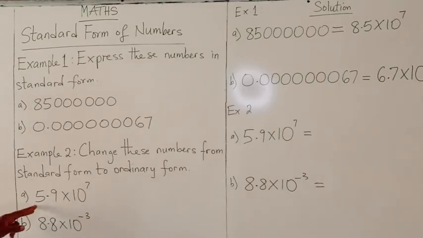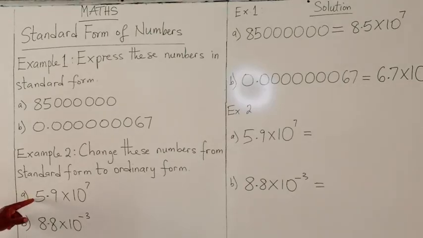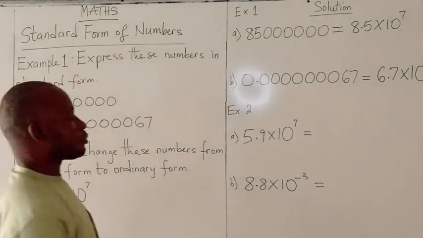The first problem is 5.9 times 10 raised to the power 7. Did you see any negative sign here? No. That means this number is bigger than 1. Do you understand? What about problem 2? Problem B. 8.8 times 10 raised to the power minus 3. Do we have a negative sign here? Yes. Therefore, this number, when we put it in ordinary form, must be a number less than 1. So let's go ahead and solve.